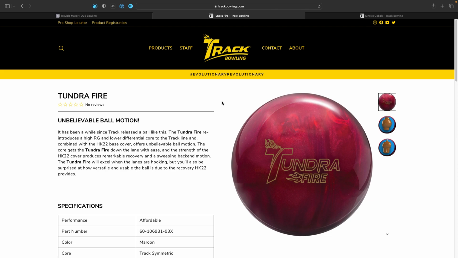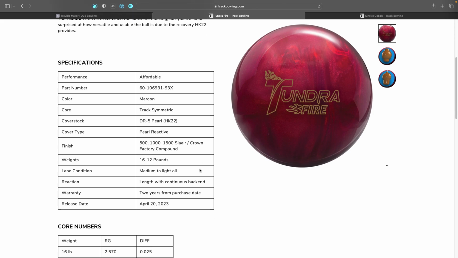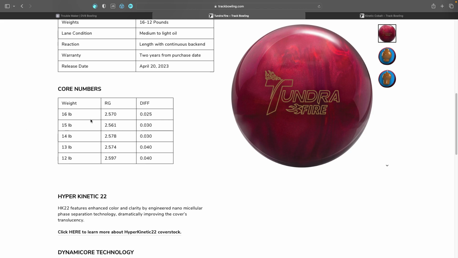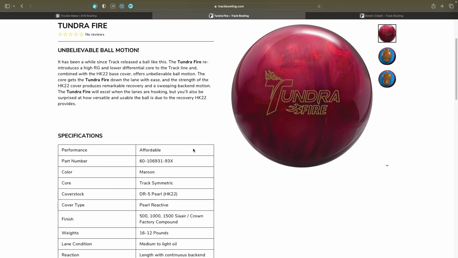Holy crap, this ball looks good. And the total of its parts seems like it's going to be a really, really good ball. Of course, it's the exact same core as the old Tundras. It's just called the Track Symmetric, and it has the DR5 Pearl with the HK22 base. The core numbers are a 2.56 and a .030. And of course, you know, 500, 1,000, 1,500, and then compound. I think this one's going to be very special.